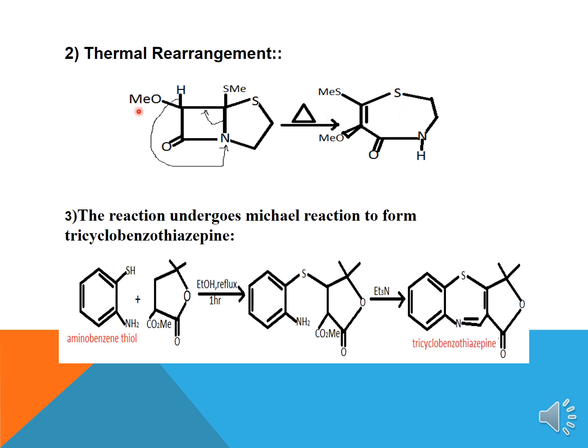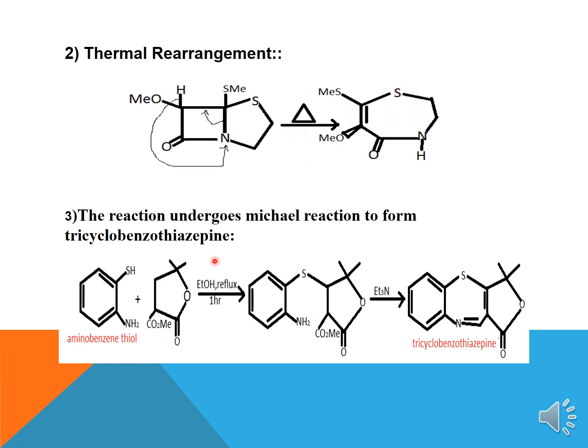Okay, so moving on to the next reaction, the thiazepine can be synthesized by thermal rearrangement. You are taking a bicyclic compound and treating it upon heating. What happens here is a hydride shift: this hydrogen gets shifted towards the nitrogen atom and the ring gets opened. This bond will shift and there is a ring expansion, ring opening reaction. Upon heating, you will result in the thiazepine again.